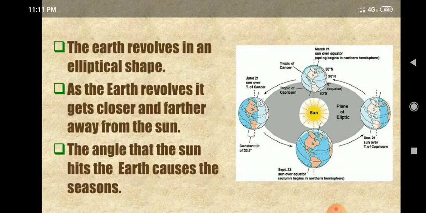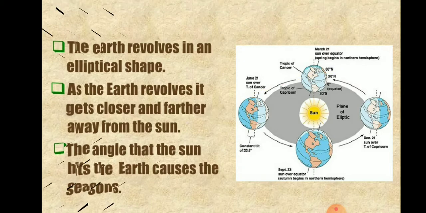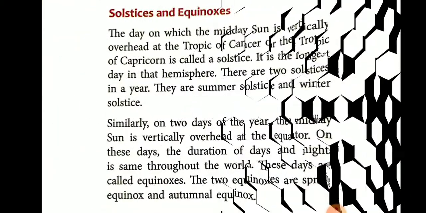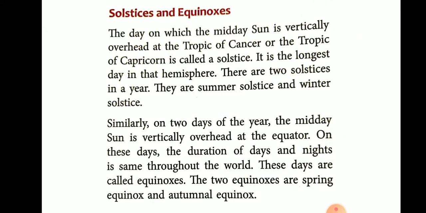Next we have solstices and equinox. The day on which the midday sun is vertically overhead at the Tropic of Cancer or the Tropic of Capricorn is called a solstice. Do you remember what latitude is known as Tropic of Cancer and Tropic of Capricorn?